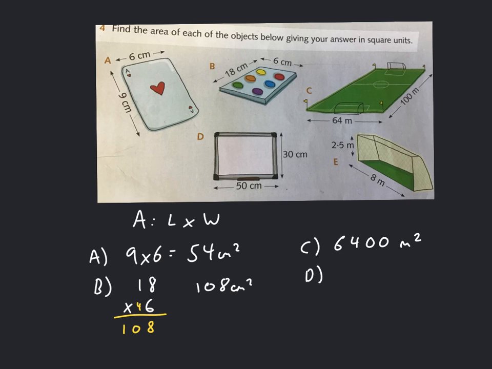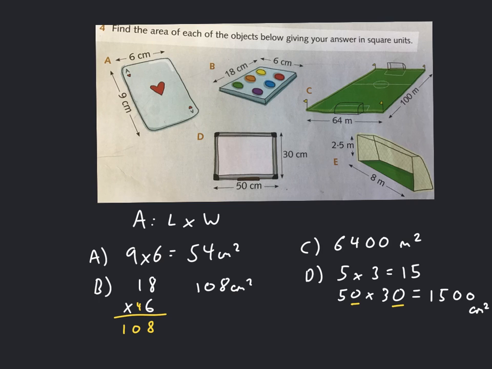D was this little whiteboard, which was 50 centimetres times 30 centimetres. And it's just about using your multiplication strategies to do this efficiently. We know from our tables that 5 times 3 equals 15. So if we know 5 times 3, we can do 50 times 30. The way we think about that is the 50 is 10 times bigger than 5, and 30 is 10 times bigger than 3. So our answer altogether is going to be 100 times bigger. 10 times 10 is 100. So instead of 15, our answer will be 1500.